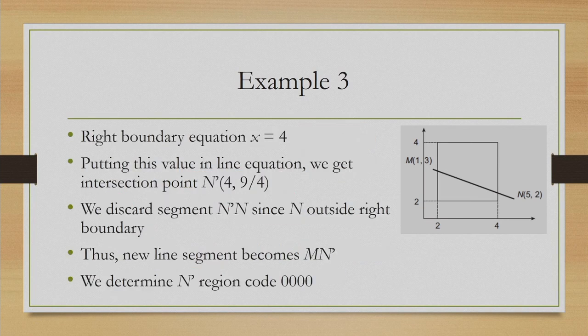Then we check for intersection points. So, the right boundary equation is x equal to 4. So, using this equation and the line equation we get the intersection point to be N dash (4, 9/4), that is here.